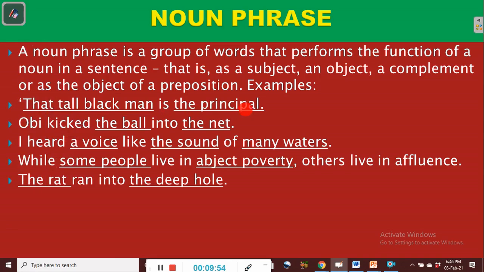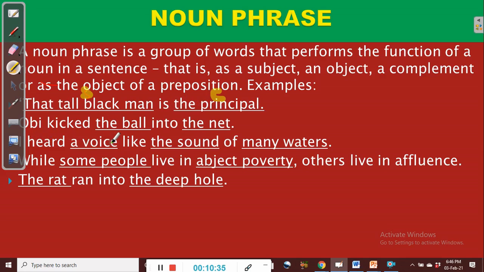That tall black man is the principal. So we have 2 different phrases here. That tall black man is the first noun phrase here, and then the principal is another noun phrase. Now, that tall black man here is functioning as the subject, while the principal is functioning as the complement.